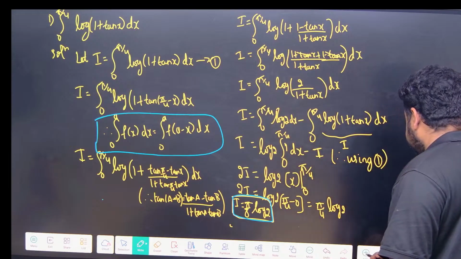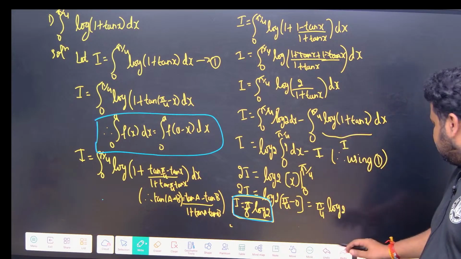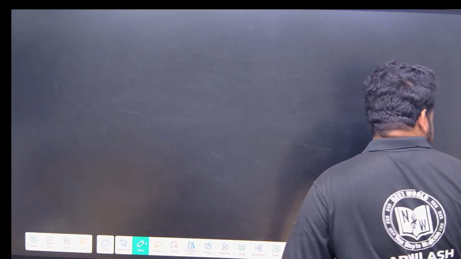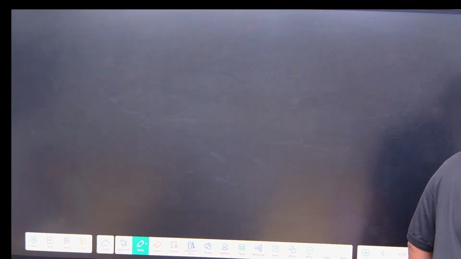Let us go to the next question, friends. I hope it is clear to all of you. What is the next question that we have? The next question is similar to this. It is the integral from 0 to 1 of log of 1 plus x dx.